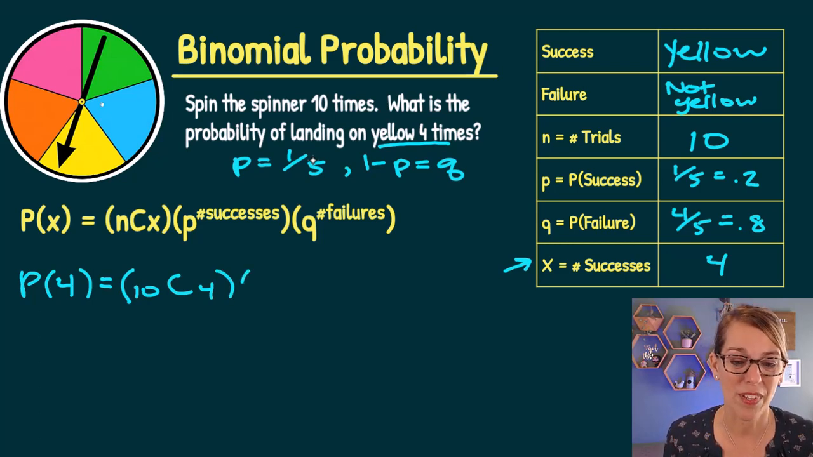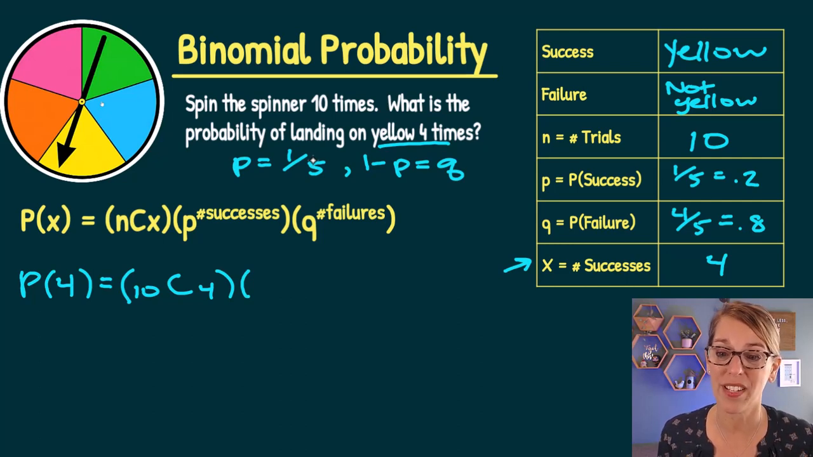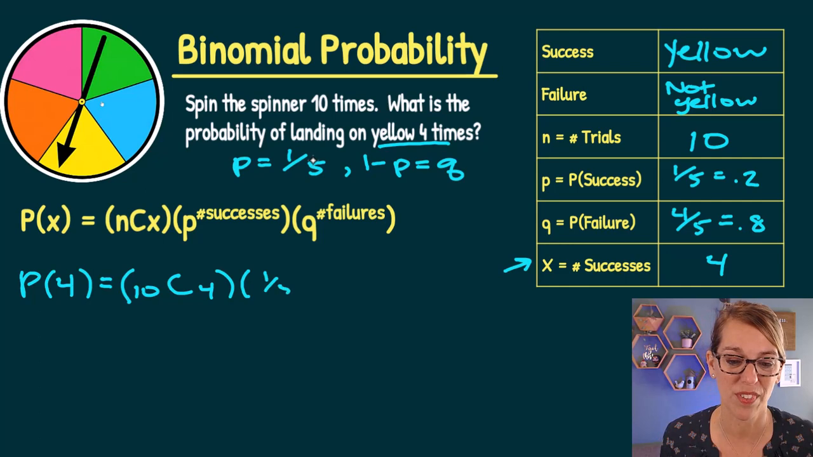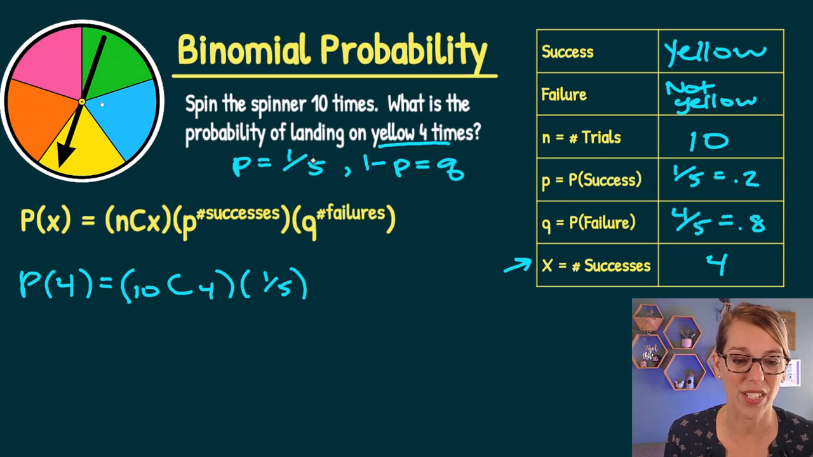Now, as I do my probability, I'm going to go ahead and take the probability of landing on a yellow, which is 1/5 or 0.2. And I'm going to raise that to the number of successes. You'll also see this number of successes expressed as x. So let's see, I've got yellow, I want that 4 times.